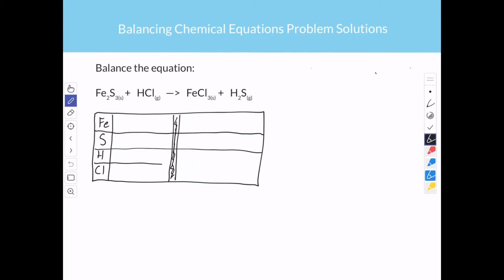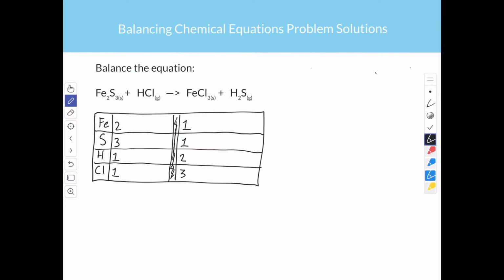We'll immediately start off by counting how many atoms of each element we have on both sides. We have 2 irons on the reactants, 1 iron on the products, 3 sulfurs on the reactants, and 1 sulfur on the products. We have 1 hydrogen on the reactants, 2 hydrogens on the products, 1 chlorine on the reactants, and 3 chlorine on the products.